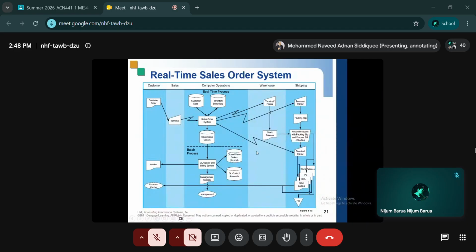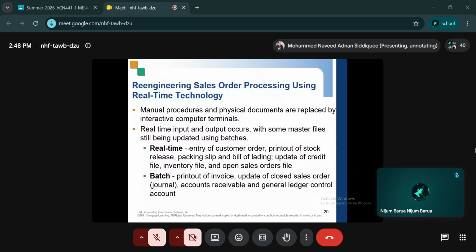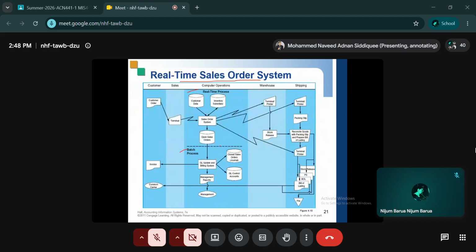So over here, what they're doing, broadly speaking, is they're dividing the real-time sales order system into two parts. One part is the real-time process and the other part is the batch process. Basically showing what is happening. There are certain things that happen in real time and certain things that happen in batch. And they're also showing the sequence, like what happens after what, right? So all of these actions are happening in real time, and all of these are happening in batches, right? And so they're showing the sequences.